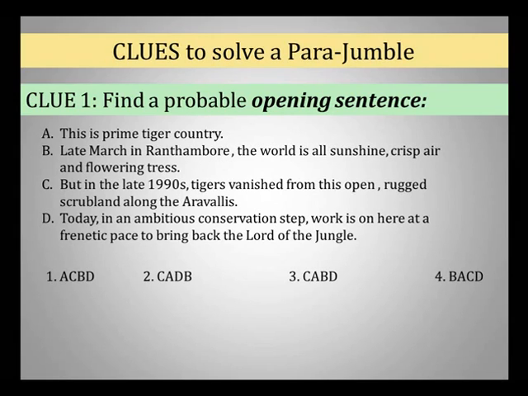C. But in the late 1990s, tigers vanished from this open, rugged scrubland along the Aravallis. D. Today, in an ambitious conservation step, work is on here at a frenetic pace to bring back the Lord of the Jungle. Now we present 4 choices in front of you. You can have a look at the question and you can try and attempt the question.